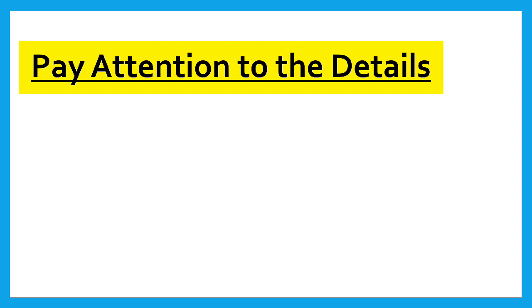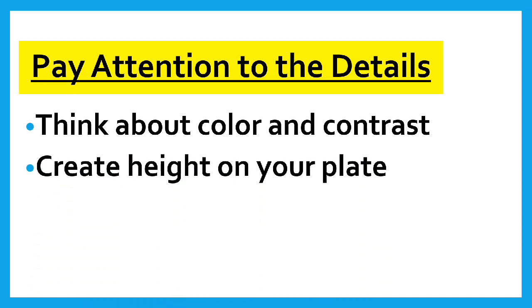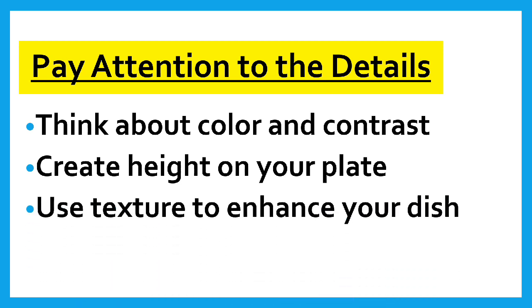Pay attention to the details. Think about color and contrast. One of the best kept secrets to beautiful plating is paying close attention to the details. Try to pair ingredients with complementary colors, as this will further enhance your dish's visual appeal. Create height on your plate. Another way to catch your guests' eyes is to utilize the power of height. You can also balance out taller ingredients by leaning long, flat items against them, and use texture to enhance your dish.